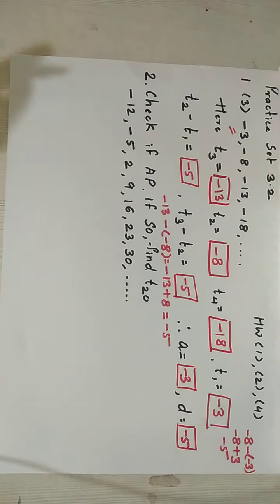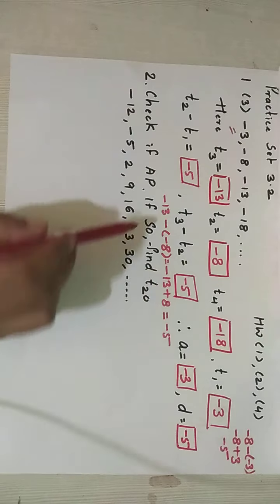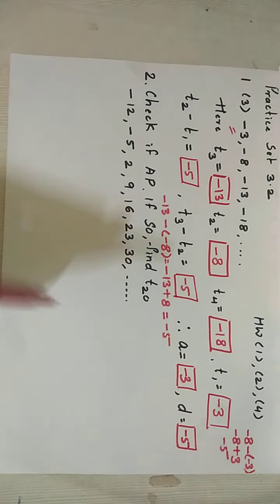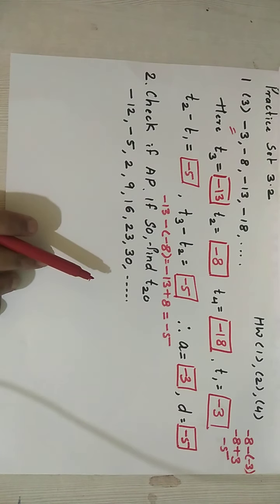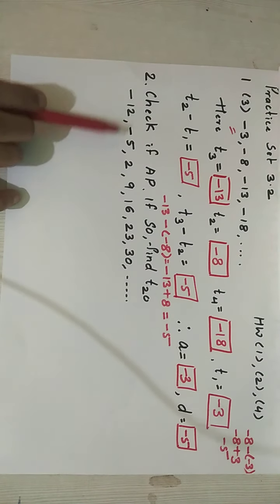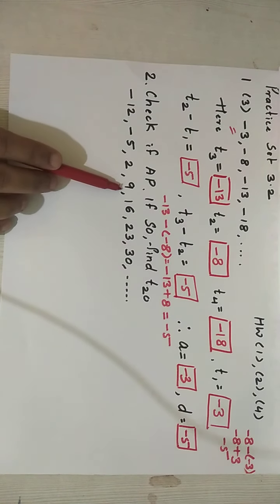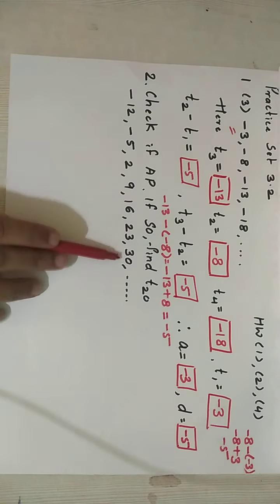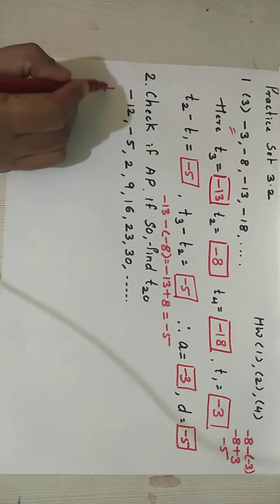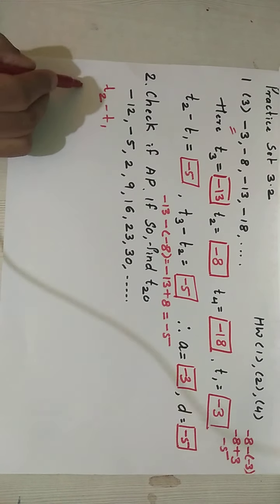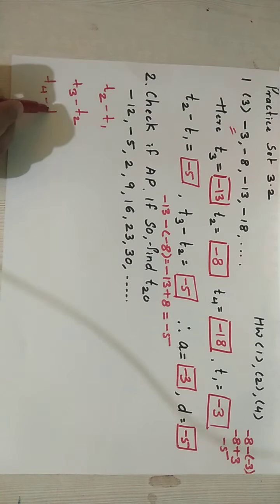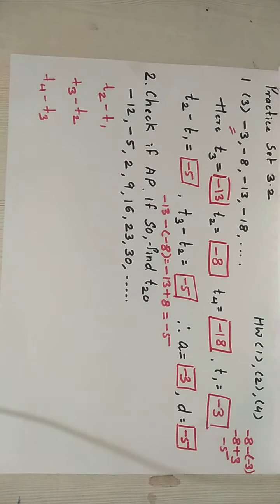Let's see question number 2. Check if AP, if so find T20. You need to first check whether this is an AP, and if it is an AP, then you need to find T20. So we know very well how to check. For checking, you need to first do T2 minus T1, T3 minus T2, T4 minus T3. Now here so many terms are there, no need of going till the end. Do it only thrice. T2 minus T1 you check. T3 minus T2 you check. And T4 minus T3 you check. Only 3 times is enough to say whether it's an AP or not.